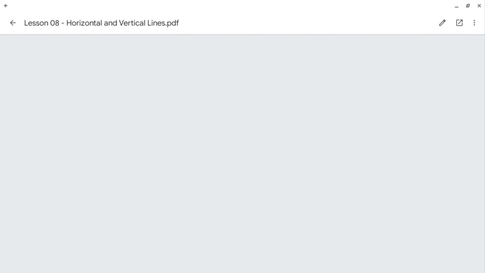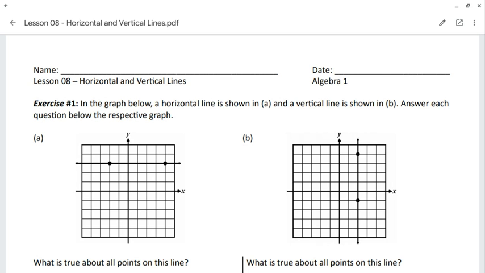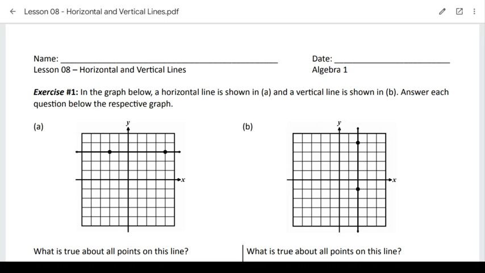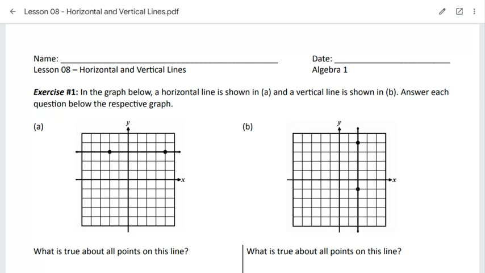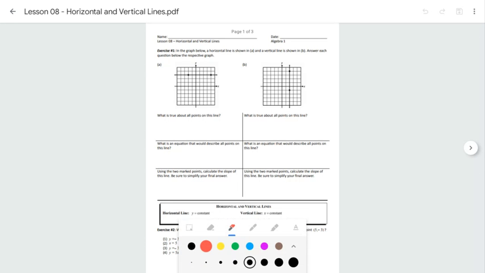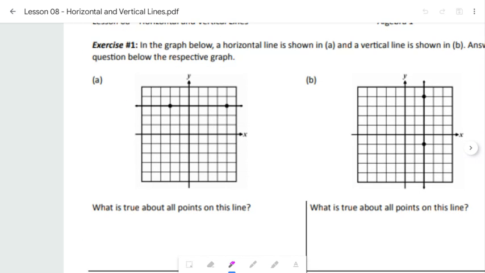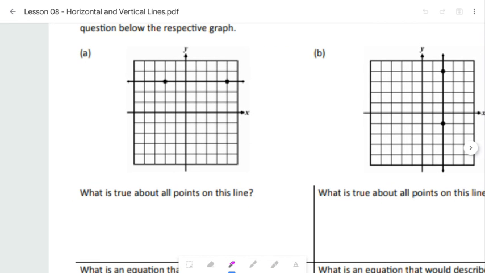Hey everyone, in this video we're going to look at horizontal and vertical lines. So we're going to jump right into it. In the graph below we have a horizontal line shown on the left, and on the right we have a vertical line. So we're going to gather some information about those first.